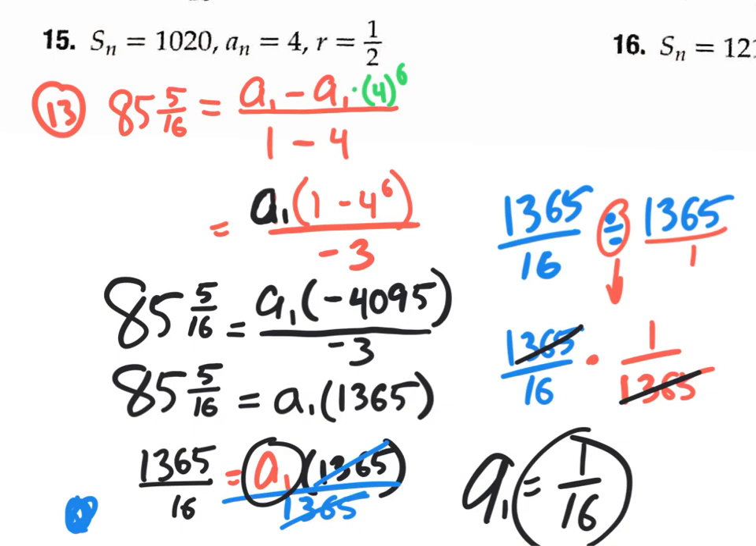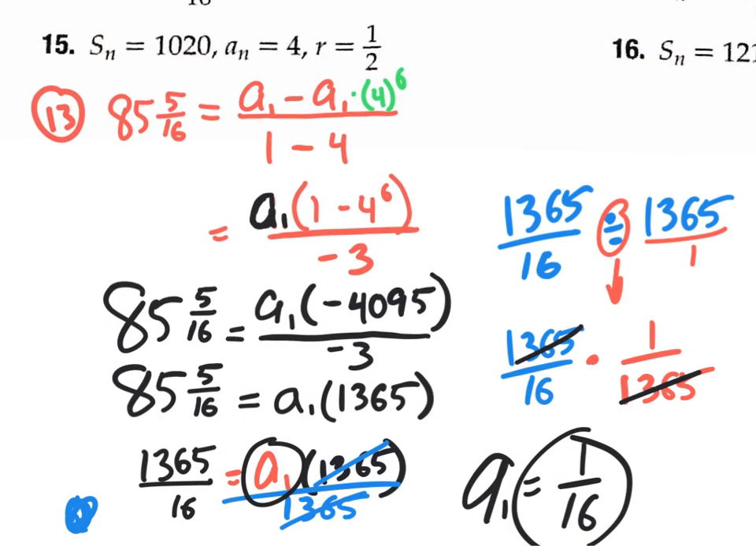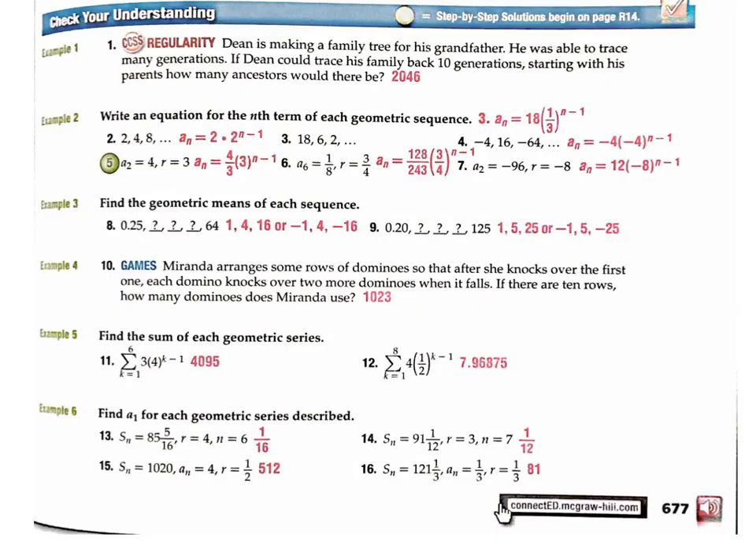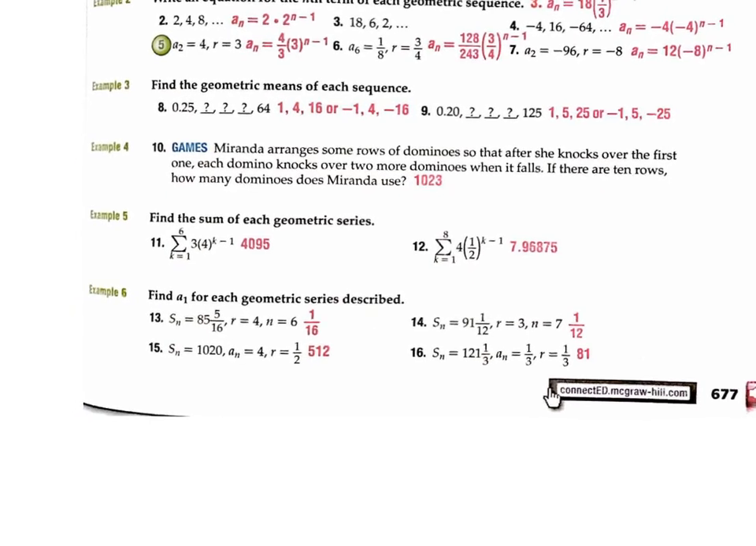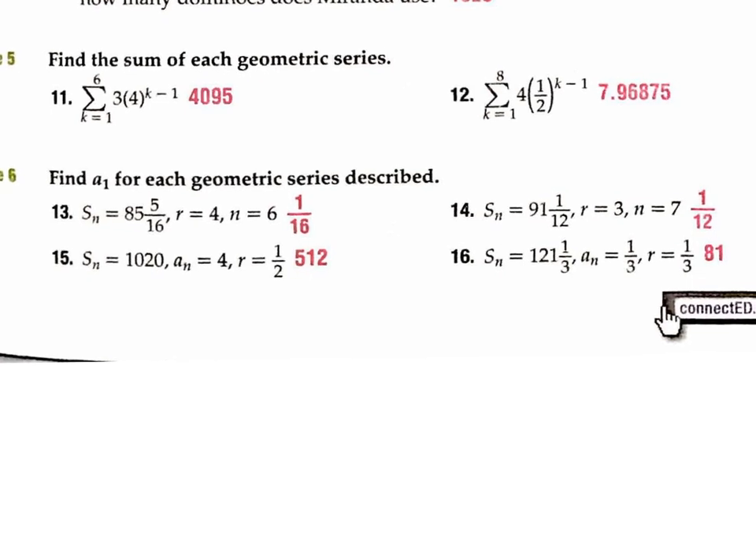So on number 13, that took a lot of work. I hope you guys were able to follow along. On number 13, the answer is a sub 1 equals 1 over 16. This helps. Let's take a look at the answers here. I already did number 12 for you. You could do 11; it's done the same way. I also did number 13. I used the first formula, the one that did not have the a sub n, because they didn't provide me with a sub n. That's a different story down here on 15. When you guys do 15, use the summation formula that has a sub n, because they give you a sub n equals 4. Good luck.